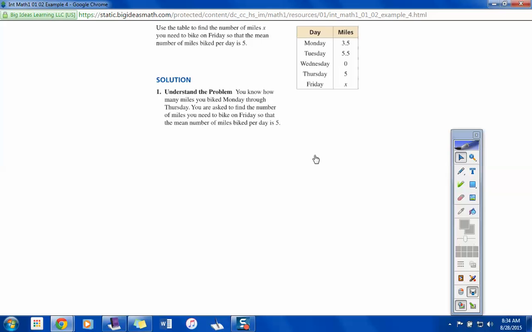Step 2 says make a plan. Use the definition of mean to write an equation that represents the problem, and then solve the equation. Well, you guys simply told me add all these up, divide by 5, and set it equal to how? What average do you want again? 5. Right.